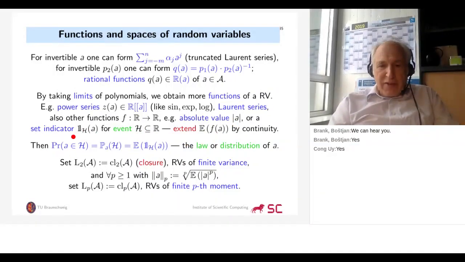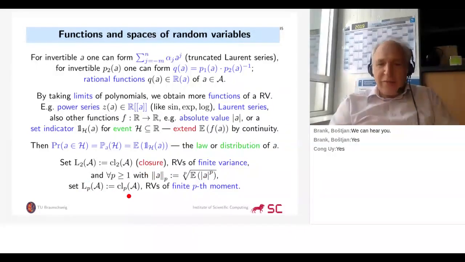And now the probability that the random variable is in some subset of R, this is just the expected value of this random variable for the set indicator. The set indicator is a function of this random variable. And we will call the random variables which have finite variance L2 of A. And we can also define the other subspaces LP by taking the pth power and then taking this norm and taking the closure or the completion of the algebra with respect to this norm.